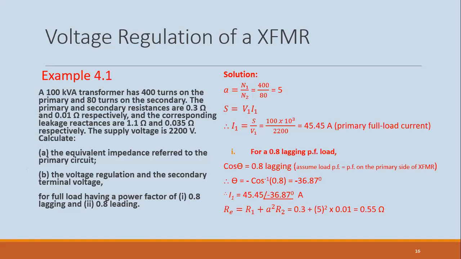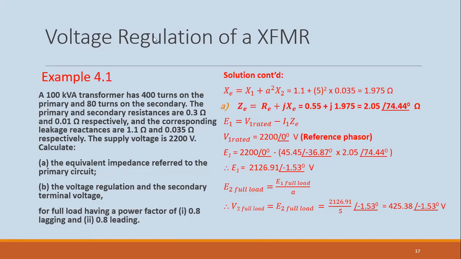So V1 or the load, this is the primary voltage at full load. So this will be equal to V1 minus I1ZE. Okay, I see where I went wrong now, sir.